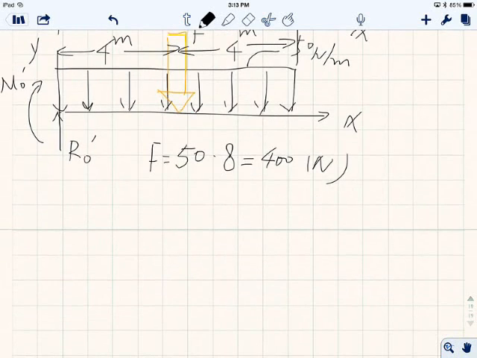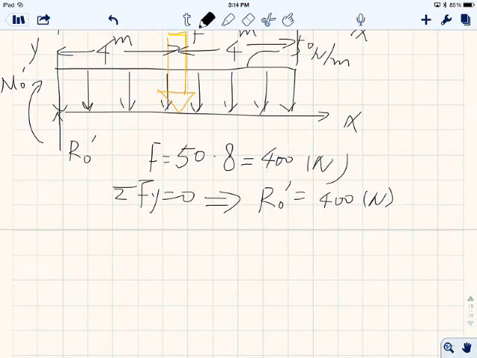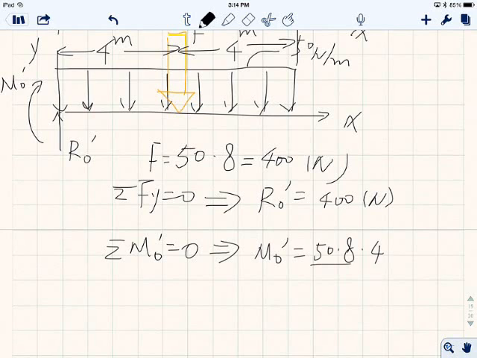All right, so when we say summation Fy is zero, now pay attention, this time the force is in the y direction, positive y or negative y. So with summation Fy equal to zero, we know RO prime is equal to 400 newtons pushing upwards, because this orange force is going down, right? Okay, and also summation MO prime is zero. Therefore, MO prime is just equal to this force times the moment arm, which is only half, 4. So 50 times 8 times 4. This is the force, this is the moment arm. Therefore, that's 1600 newton meters.